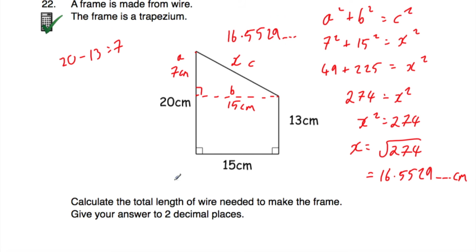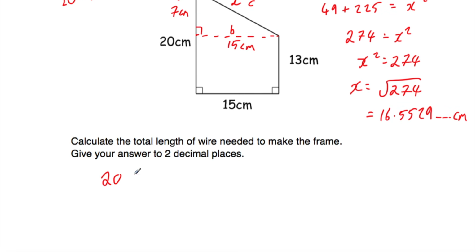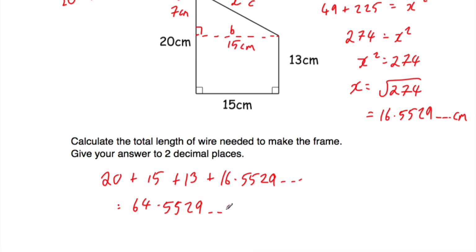And that's fantastic because we were asked to find the total length of wire needed. So that's the length of all of those sides. So it's the perimeter of the trapezium. So we can now do 20 plus 15 plus 13 plus 16.5529 and so on. So let's do that. When we do that, the answer is equal to 64.5529 and so on centimeters.